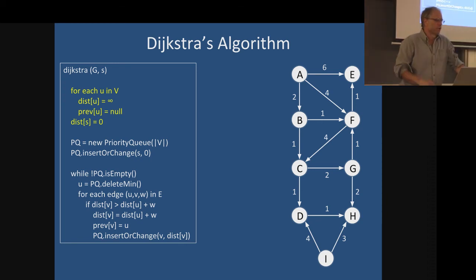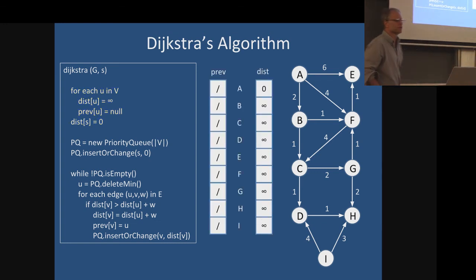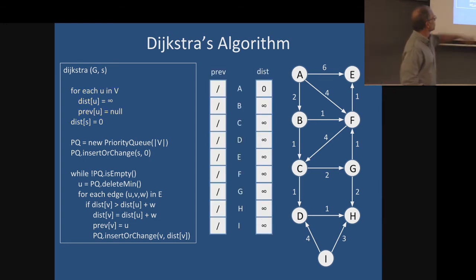So first thing the algorithm does is initialize the distance array and the previous array, just like breadth first search does. So there's our starting point. We're starting at vertex A in this case, trying to find the shortest path to all of the vertices. And A has a distance of 0 from itself.